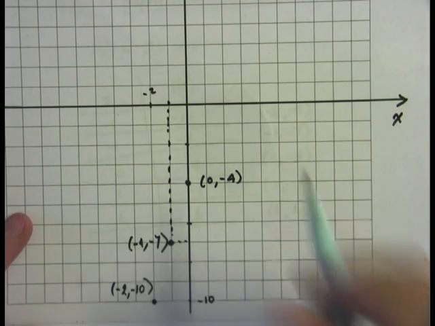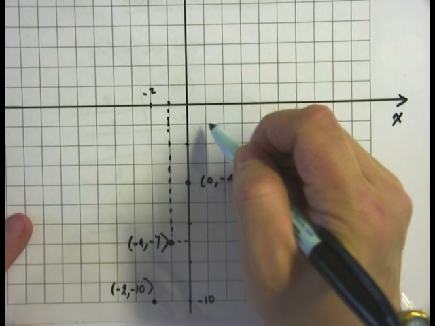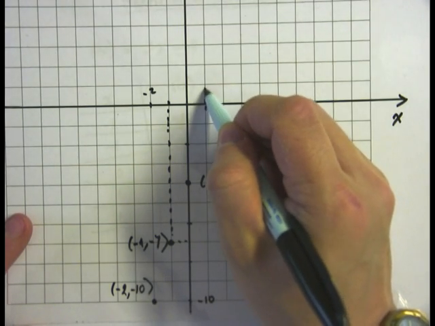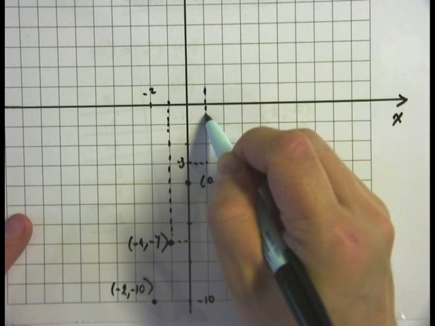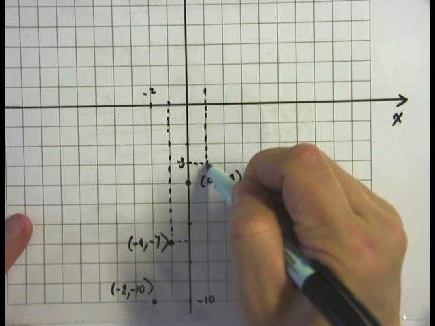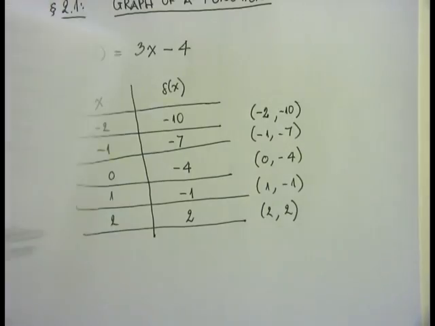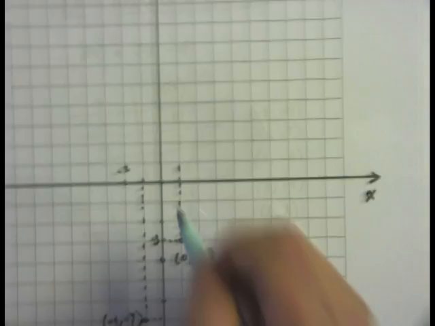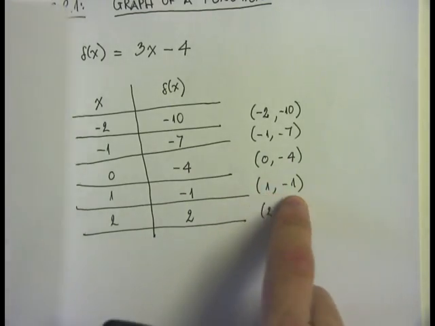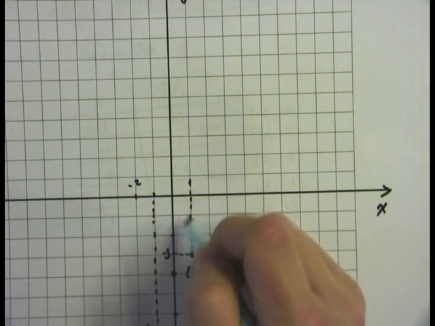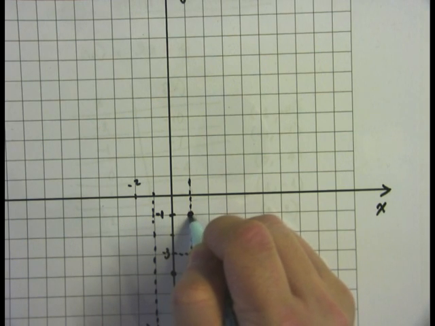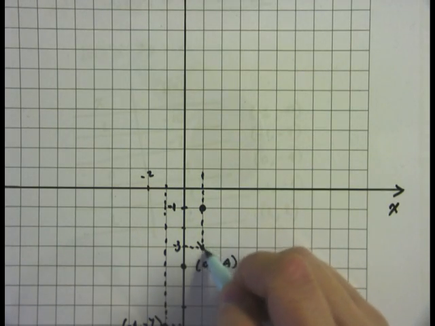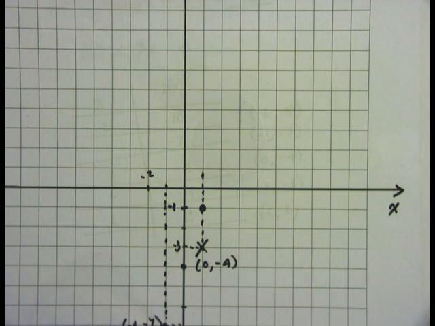The next point up is 1, -3. So 1 for x, -3 for y. Actually, I have it incorrectly written down. It's 1, -1. I'm sorry. So here's my point right there, actually. The point at -3 is not right. So I have 4 points so far.